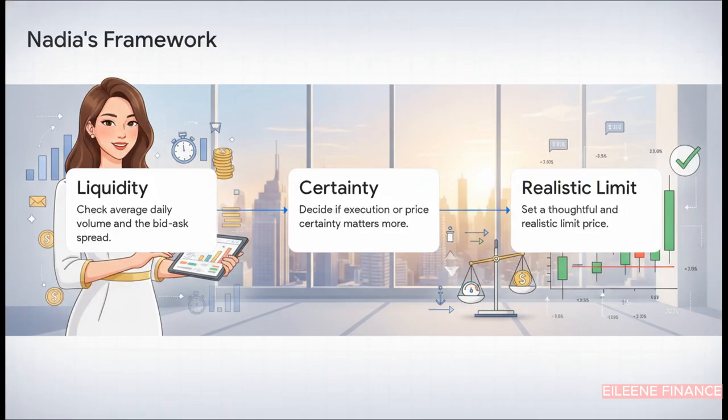Step 2, what's more important right now? Execution certainty or price certainty? If she's buying a stock to hold for a decade, a few cents of slippage on entry doesn't matter. But for a short-term, highly tactical, price-sensitive trade, price certainty absolutely wins out. And step 3, what is a realistic limit price? She sets it really thoughtfully, usually just a tiny bit below the ask price or right at the midpoint. This way, she gets a great price without sacrificing a realistic chance of the order actually getting filled.